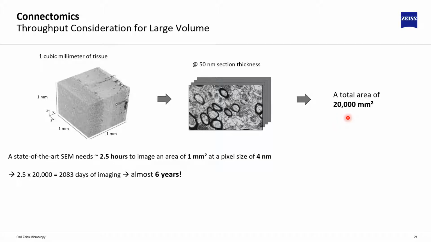So why is this important? Well, we can use a frequency, how fast a state-of-the-art scanning electron microscope needs to scan over this area. For an area of roughly 1 square micrometer, a state-of-the-art SEM needs 2.5 hours if we apply a pixel size of 4 nanometers. With this number, 20,000 times 2.5 hours, we can do the calculation very easily: 2,083 days. So a cubic millimeter would require a scanning electron microscope to scan 24/7 for 6 years.